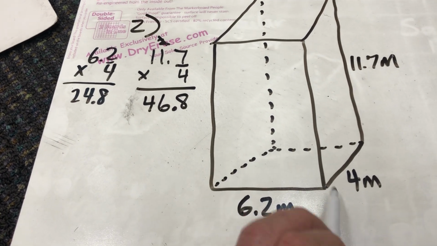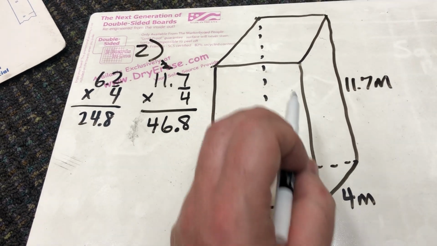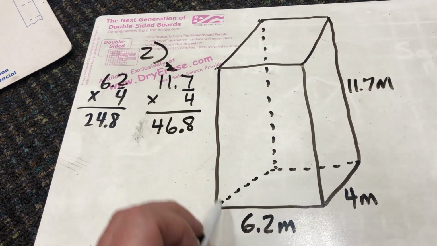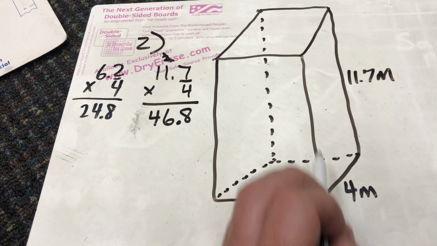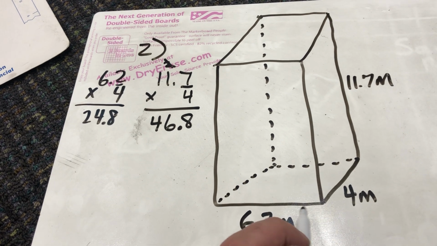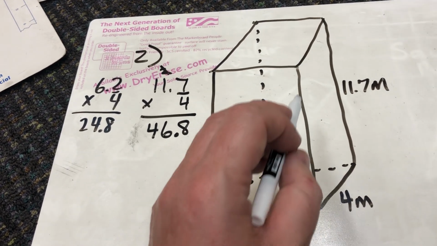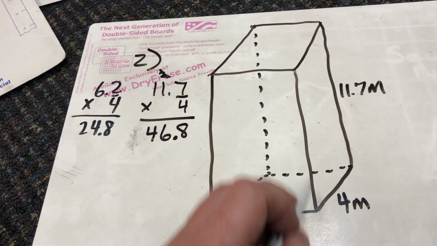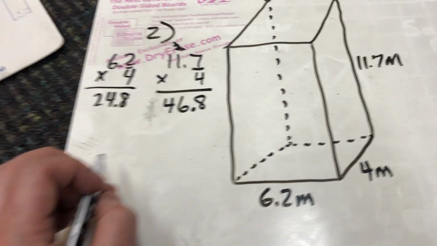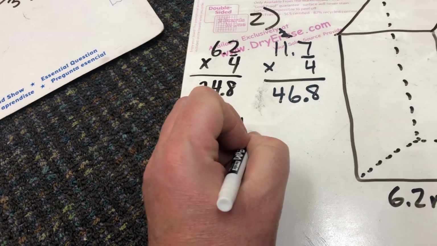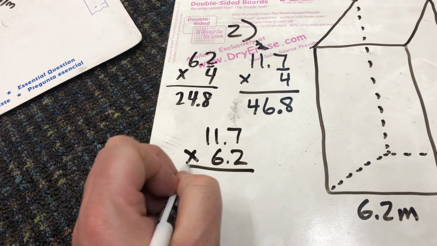Well, if I'm going to do the front and the back, it's going to be 6.2 here. And just like on the previous one, there's no measurement on either of these edges. You'll remember from yesterday's that each of these lines is called an edge. But if this is a rectangle over here, if this is 11.7, this also has to be 11 7/10. So to figure out the front and the back, it's going to be 11 7/10 times 6 2/10.